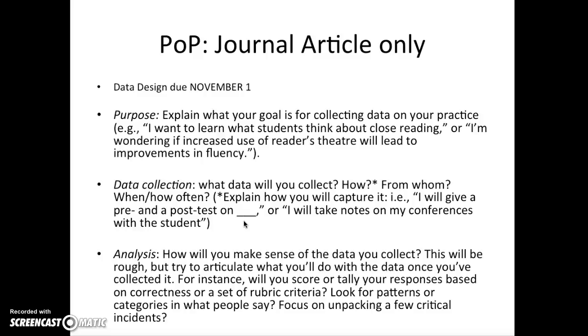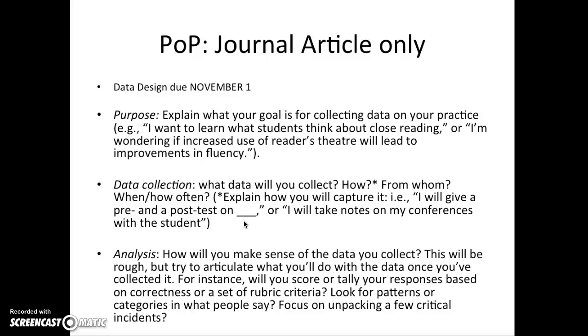And I just want you to take a look at the screen. This is in the lit review assignment for your format. So if you are doing the journal article only, you should download the journal assignment instructions and follow that, because your assignment is a little bit different than the one if you're just doing the research review.